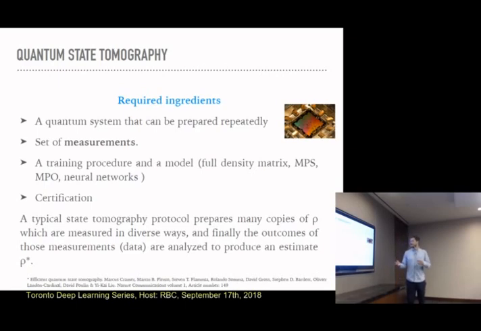So you need some ingredients. You need a quantum system that can be prepared repeatedly, because once you measure, you destroy, but you want to measure a big bunch of times. You need a set of measurements and a training procedure, meaning taking this data and producing an estimate of the state. You can use the full density matrix that scales exponentially with the size of the system. You can use matrix product states that scale well with the size of the system, but have some limitations. You can use neural networks, so that's what I'm going to tell you about.